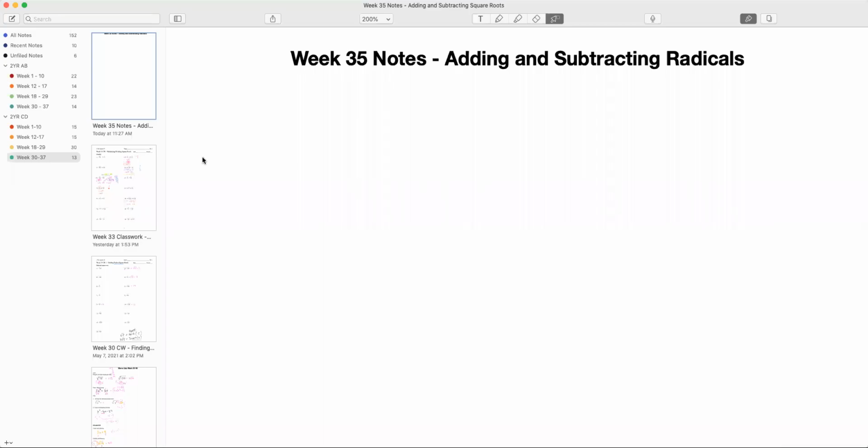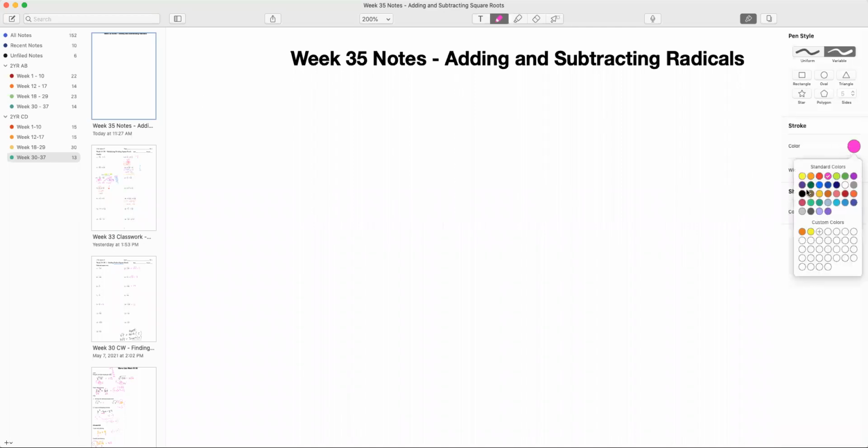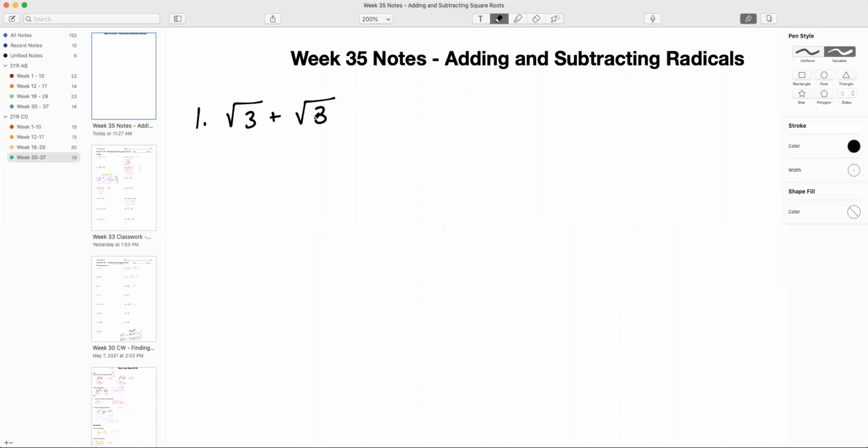All right, in this video, we're going to learn about how to add and subtract radicals. Okay, so for number one, we are going to have root 3 plus root 3. How do we add these?